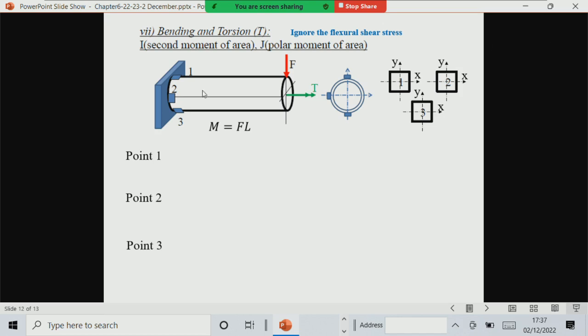Point 1, because of the torque, what is the stress applied because of the torque? Is it shear or is it normal? Because of the torque applied. So the torque only applies shear stress. Say that the radius is R. For all three points, we have the shear stress of TR over J.